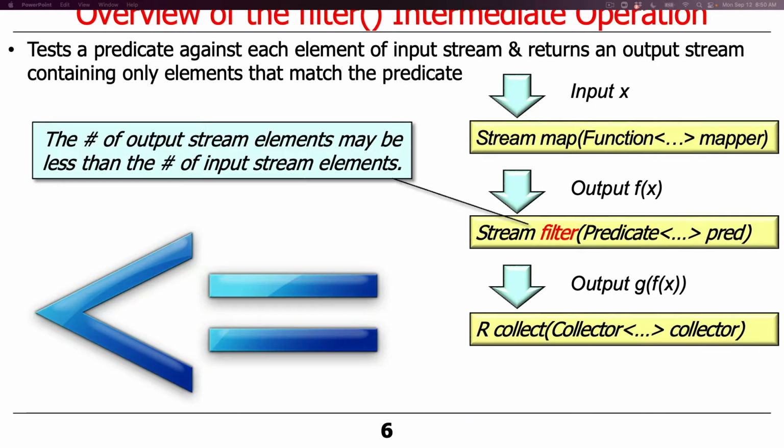through the filter. Now, one of the interesting characteristics of filter is that the number of stream elements from the output of filter can very well be less than the number of input stream elements. Now, if every single element in the input stream matches the predicate, then the output stream will have the same number as the input stream. However, if the predicate doesn't apply in some cases, then you'll obviously get fewer things out. That's the purpose of filter.